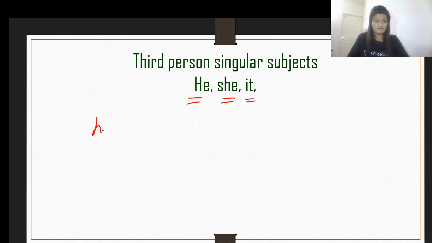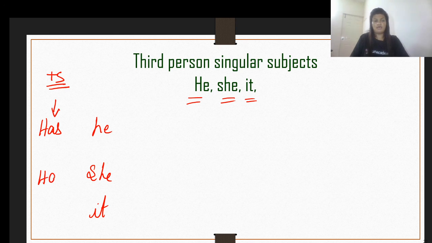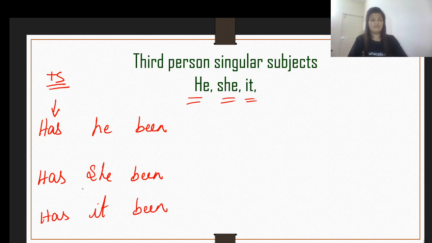Let us first put the subjects he, she, and it. What did I say to frame yes or no questions? You first introduce the be verb or the auxiliary, and with he, she, and it, I told you to use the plus s verb, which is denoted by has. Therefore, has. And because we are speaking about present perfect continuous, we have to introduce been. He has been, has he been, has she been, has it been.